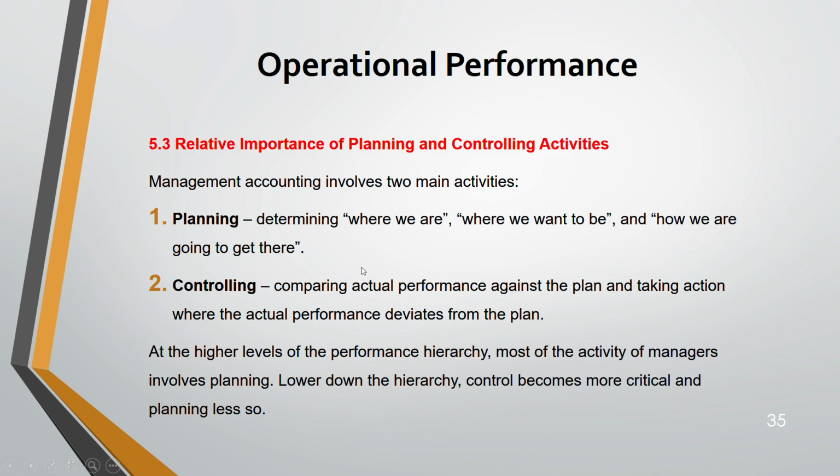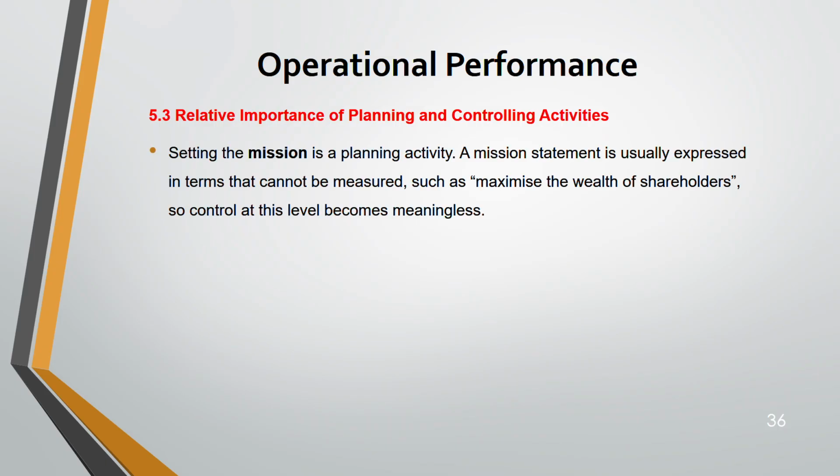So at the higher level in the hierarchy, most of the managers are involved in planning. Controlling is done lower down the hierarchy, and planning becomes less important. So setting a mission is a what? Not a controlling, it is a planning activity. So mission statement, because it's a planning activity, is usually measured in terms that you cannot measure, such as maximize the wealth of shareholder. So if you try to control at this level, it's meaningless. You can't control at the top level.